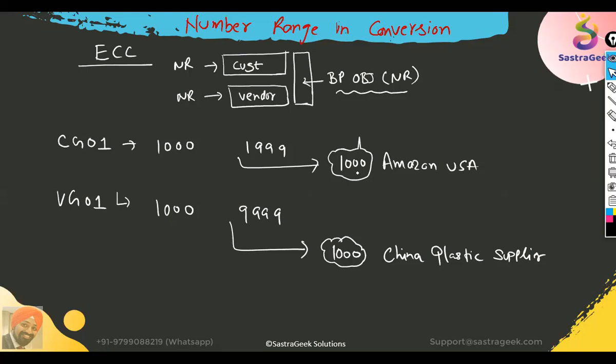So we need to do some compromise. Either we compromise on the customer number, where the customer would not have the same number as a business partner, or we compromise on the vendor part. So the business needs to decide where they want to do the compromise, and generally the compromise happens for the vendor because customer is king.